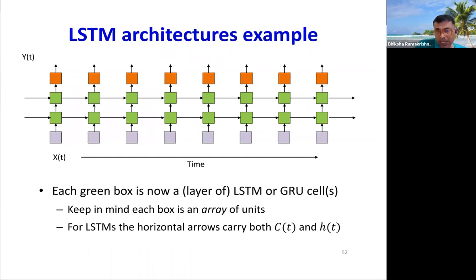So LSTMs and GRUs can now be used in any kind of recurrent architecture like this one. The only difference is that now each of these green boxes will be a layer of LSTM or GRU. Jay, again, in some problems, yes, in other problems, no. There's a certain degree of black magic that happens in these things.